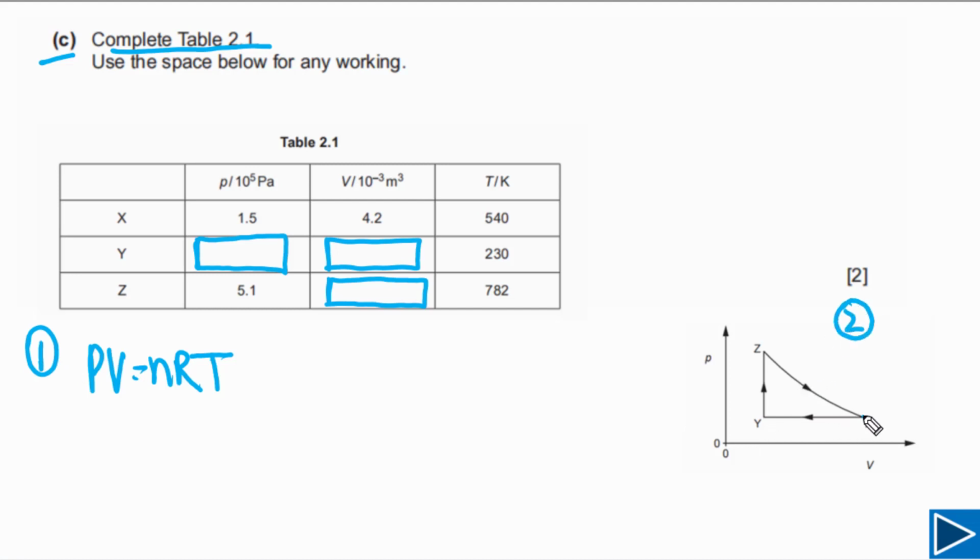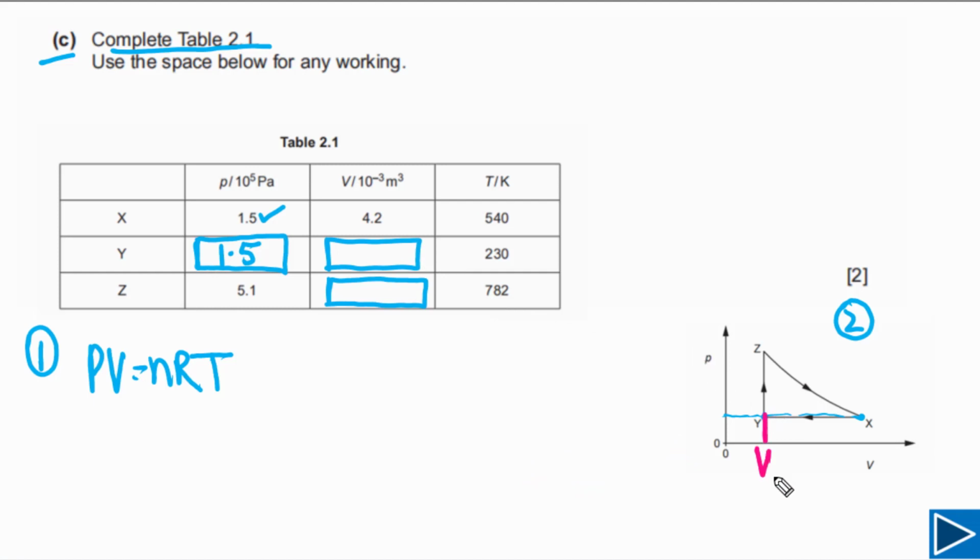If we look at X and Y, the value of P at this point and value of P at this point is the same. So simply we can say the value of P for state X is the same as value of P for state Y. And that value is given here. That is equal to 1.5. So simply we can say this is equal to 1.5 times 10 to 5 Pascal. So here we can enter for Y. This is also 1.5. So this is how you can find the value of P at Y. Now let's try to find out value of V at state Y.